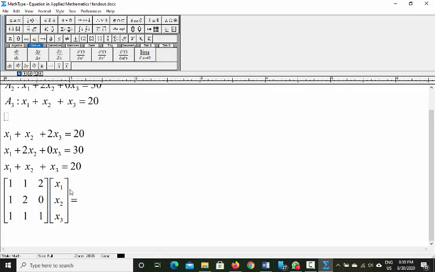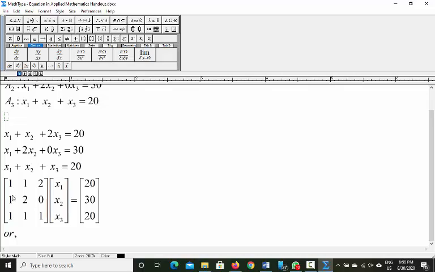And then we will write equal, and then we will write what we have on the right hand side of the equation. So 20, 30 and 20. So this way we can convert a set of equations into matrix notation.